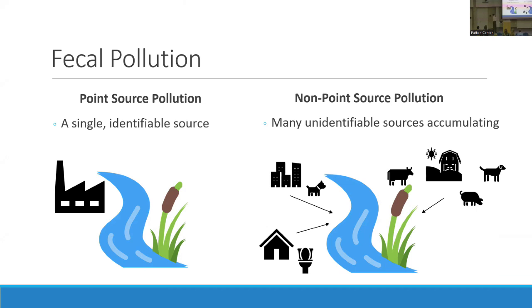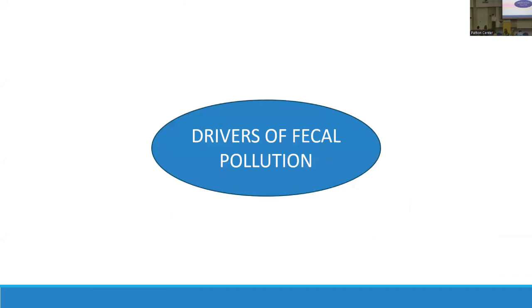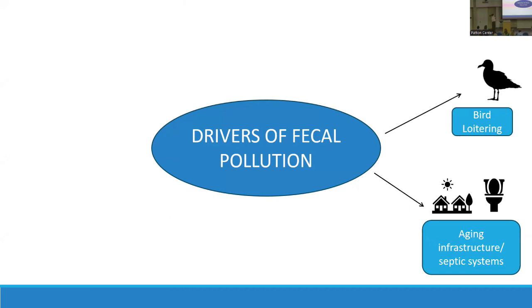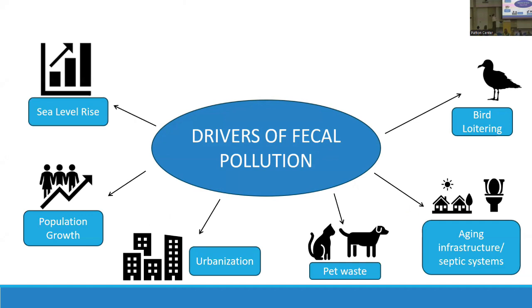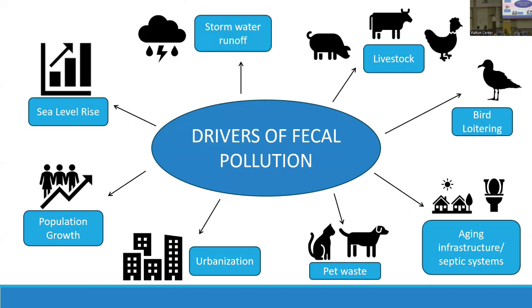So because of that non-point source pollution, there can be many, many drivers to what's happening, particularly in Baffin. So let's go over some of the drivers, things that cause fecal pollution, such as bird loitering, aging infrastructure and septic systems, pet waste, urbanization, population growth, sea level rise, stormwater runoff, and livestock. So just taking a look at a couple of these, they could all be happening in Baffin, actually quite a few of them, like right now. So we have to figure out what's going on and identify these sources and drivers so we can manage them.